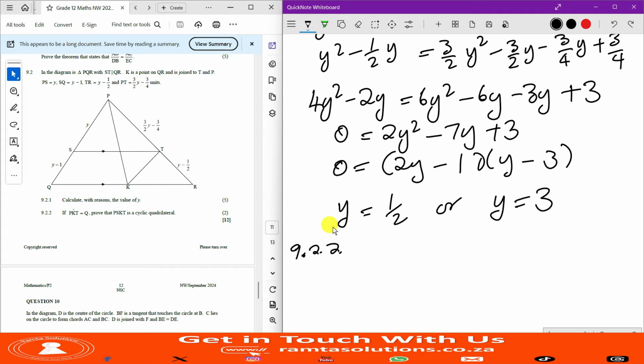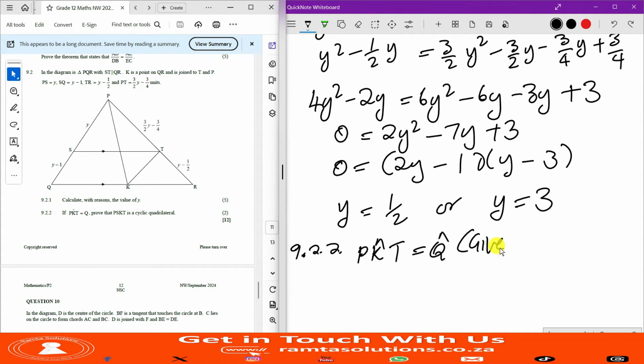9.2.2, let's see. If angle PQT is equal to Q, prove that PSKT is a cyclic quadrilateral. What did they say? PKT. Where's PKT? Oh, this angle here is equal to angle Q. Oh, this is interesting. I will begin by saying, first thing first, we are given that angle PKT is equal to Q. It's given, isn't it?